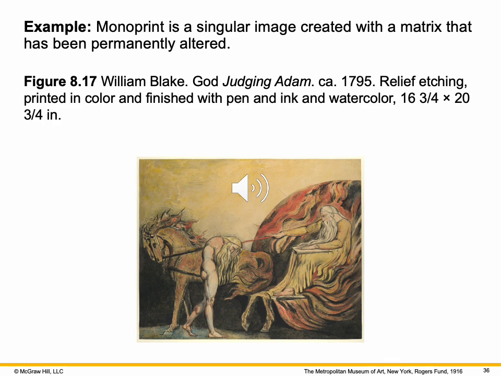A monoprint, like The God Judging Adam by William Blake, begins with a permanently altered matrix, in this case a relief etching, in which the design was drawn in acid-resistant ground before the copper plate was submerged in acid. The acid ate away everything but the drawing of Adam standing ashamed before God and his chariot. Blake then inked the plate in different ways each time he printed it. After printing, Blake drew in the ink on printed paper and painted it with watercolor, making each impression unique.